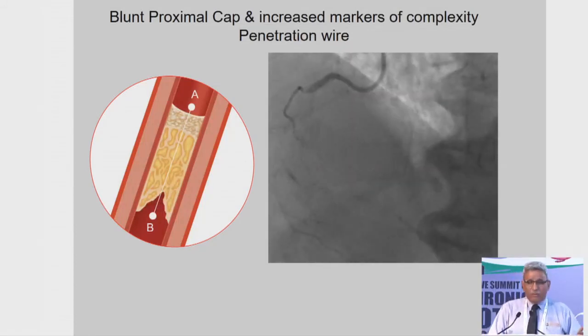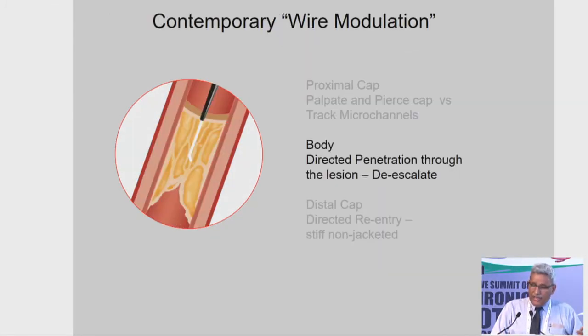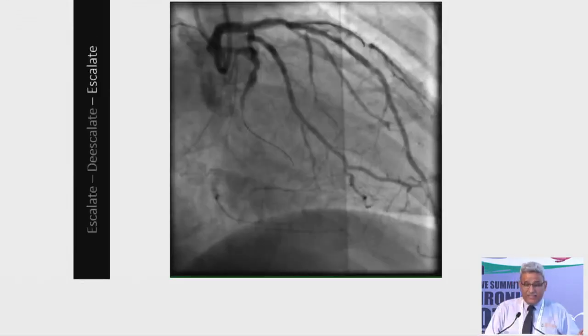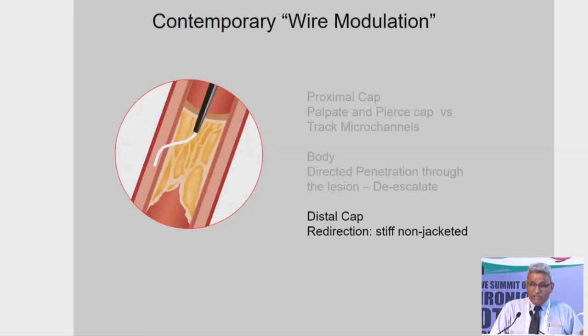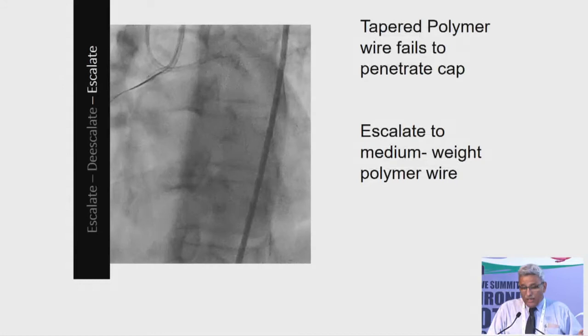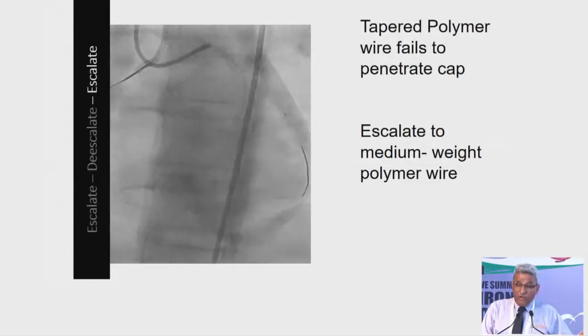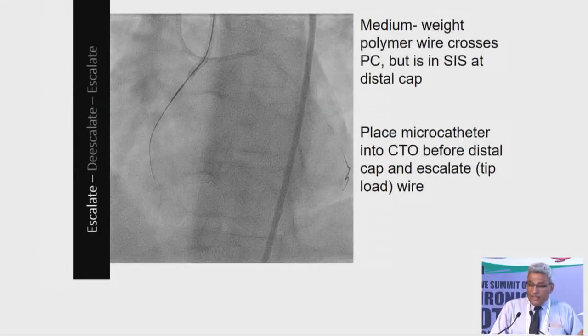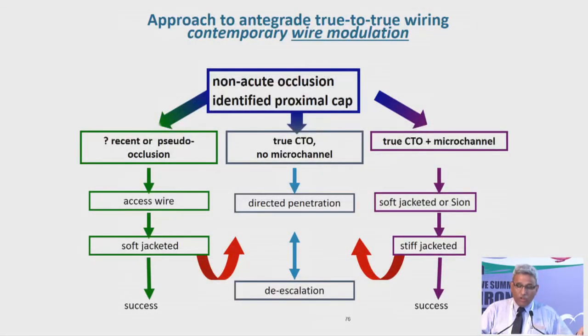Here is another case with a blunt proximal cap, increasing markers of complexity. A penetration wire was used, and then once the wire was directed through the body of the lesion, we de-escalated. And here is another case where we not just de-escalated, we actually had a re-escalation to get to the distal cap. By re-escalation, here's a polymer wire which failed to penetrate the cap. We escalated and then placed the microcatheter, punctured the distal cap, and then we moved from escalation to re-escalation to de-escalation, finally re-escalation to actually cross.